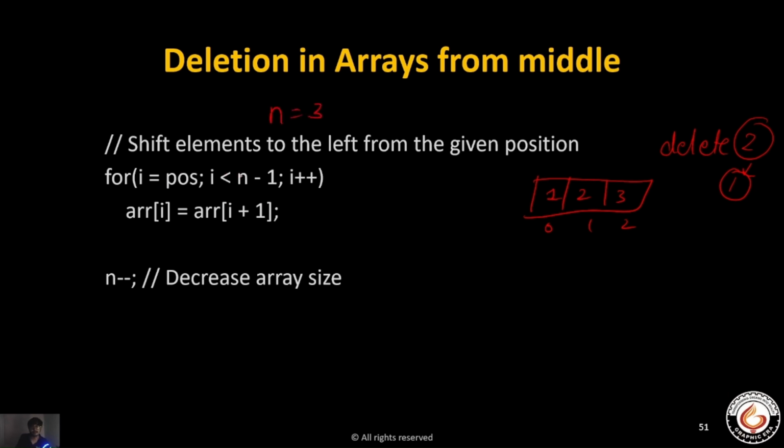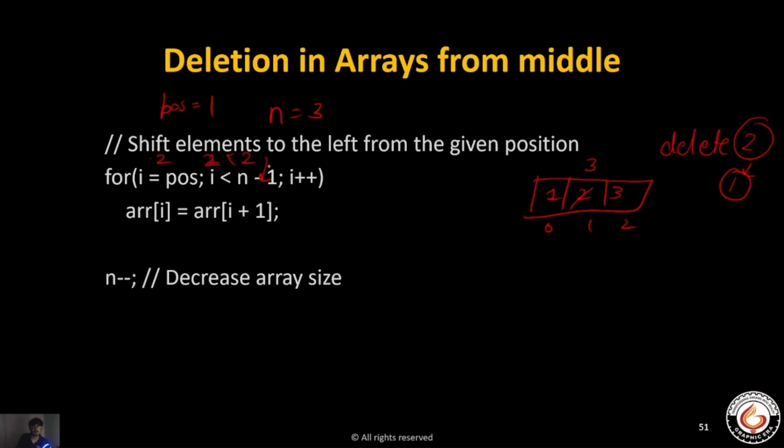Okay, so I will be equal to 1. Okay, position is 1. Is 1 smaller than 3 minus 1, that is 2? Yes, that's correct. So we will go inside, and we will put here the value of I plus 1 here. So it will look like this, and after that the value of I will be 2.